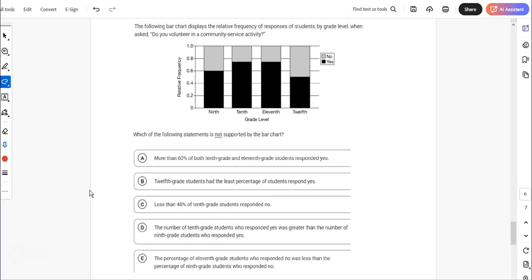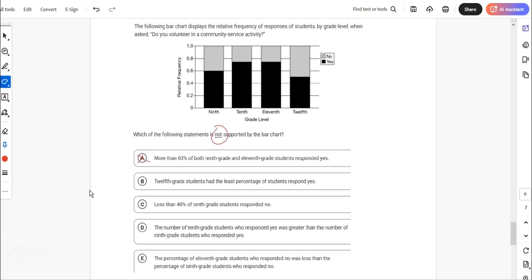The following chart displays the relative frequencies by grade level. So here's the thing. We don't know how many 9th graders there are, how many 10th graders. We don't know anything about the numbers. We just know percentages. So more than 60% of 10th graders, yeah, that's true, more than 60%. So that's true. Which one is not supported? That's true, so that's not it.